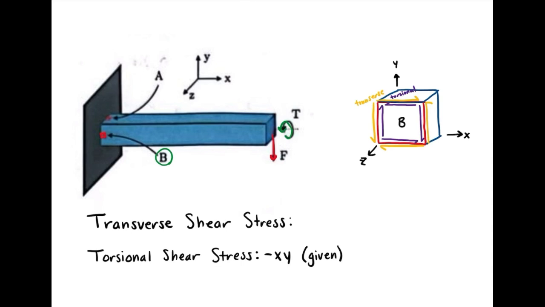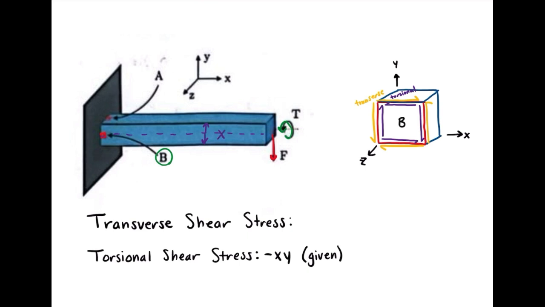Element B is positioned on the side of the beam at the positive z face. This location is crucial as it does not experience the bending normal stress. The bending stress is zero here because element B lies along the beam's neutral axis, where bending stress transitions from tensile to compressive, effectively canceling out at this specific location.